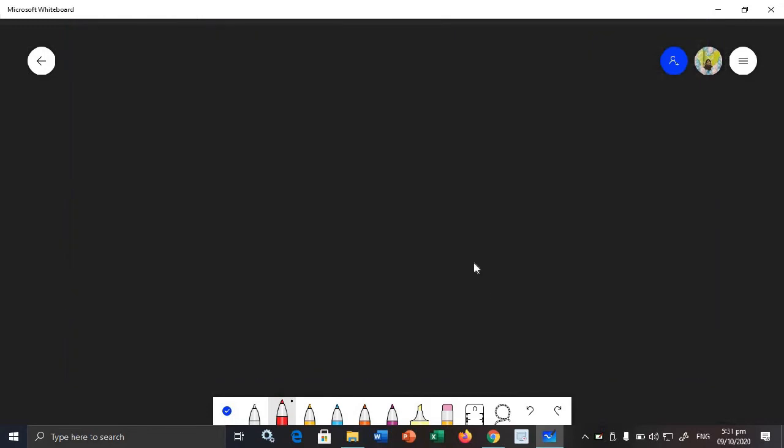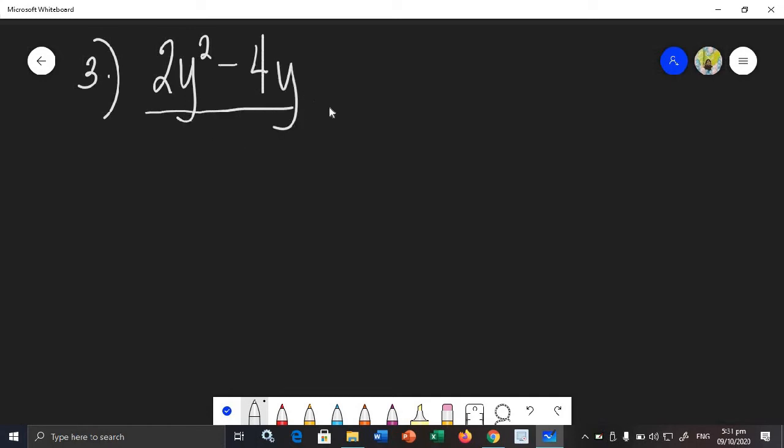Paano naman kung magle-level up yung given natin? Let's say, magiging binomial or magkakaroon ng binomial yung given natin. So just like example number 3, let's say we have 2y squared minus 4y over y squared minus 2y. So, itong example na to, meron tayong mga lessons sa factoring, di ba? The first one is factoring polynomials with a common factor.